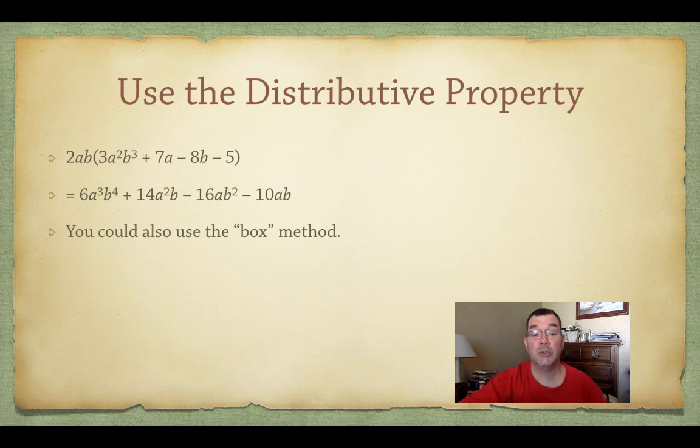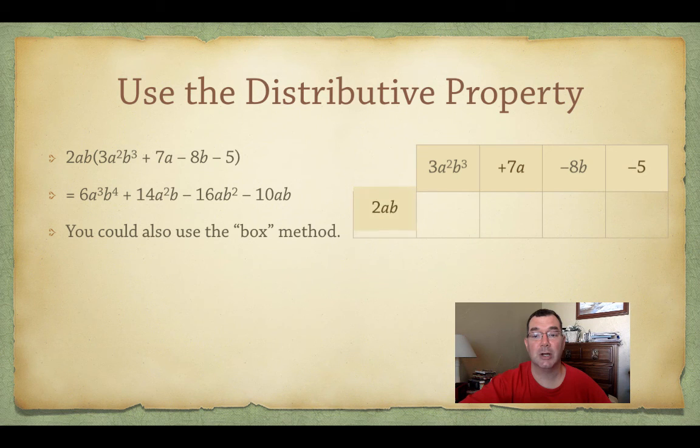You can also use what's called the box method to do this. Let me just set that up for you. The stuff that's in parentheses is going to go along the top of the box: 3a squared b cubed plus 7a minus 8b and minus 5. And then on the left-hand column, I'm going to put what's outside the parentheses. I'm going to multiply 2ab by whatever is at the top of the column and write the answer underneath.